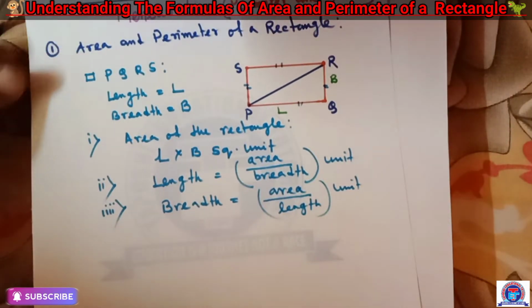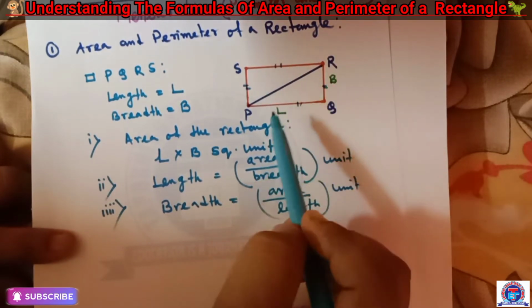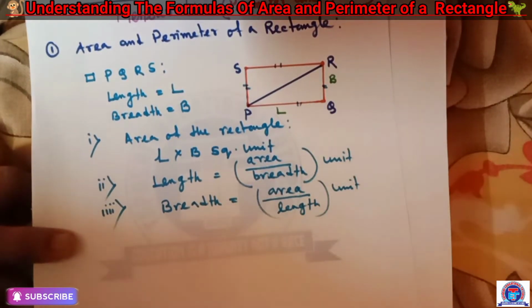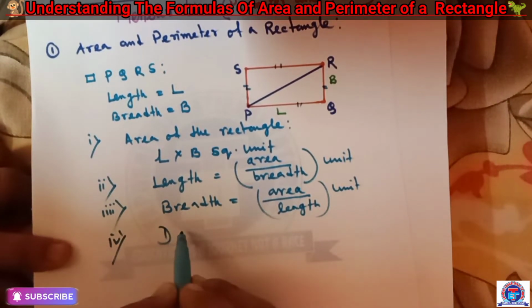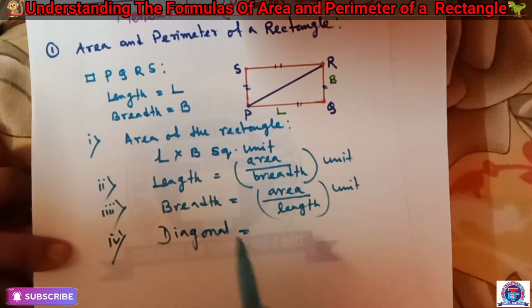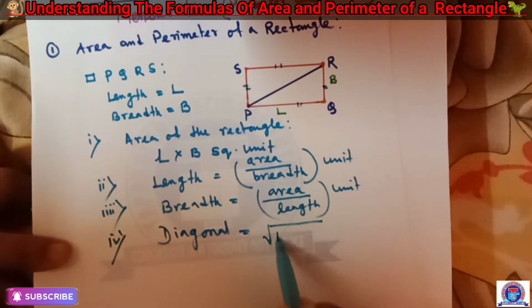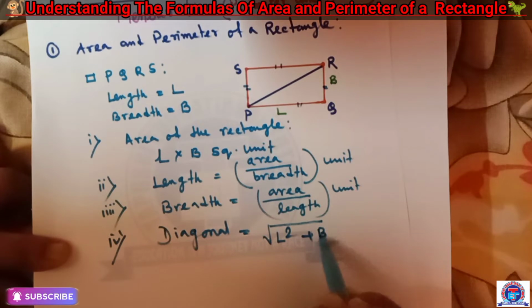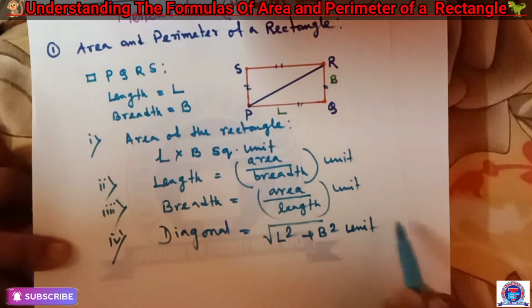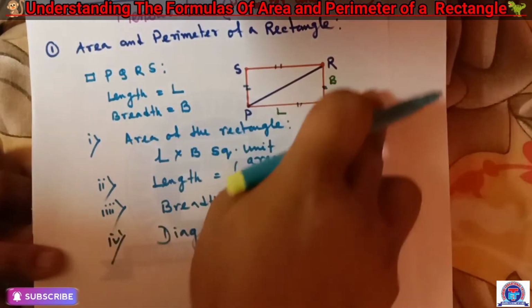What is the diagonal of this figure? So here PR is the diagonal of PQRS rectangle. So here we write number 4, diagonal is equal to under root length square plus breadth square unit. Correct? Now, what is the formula of perimeter of this rectangle?